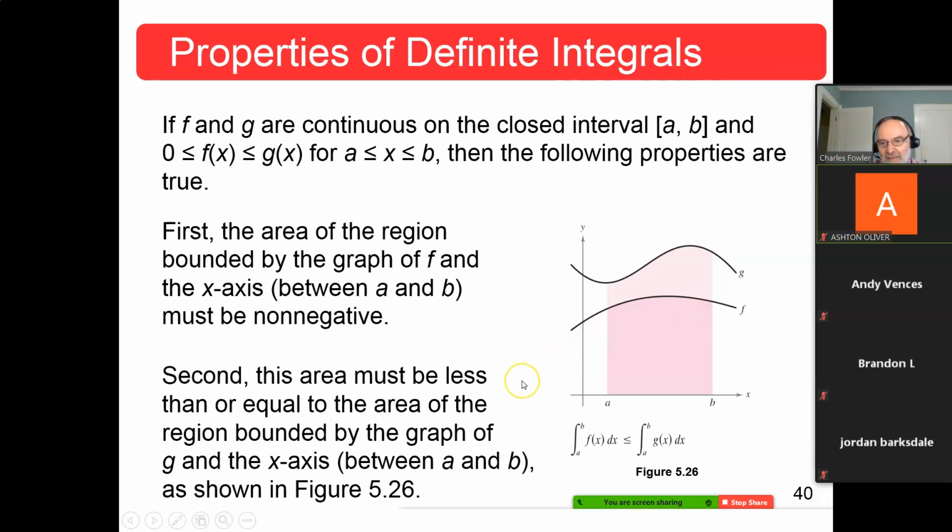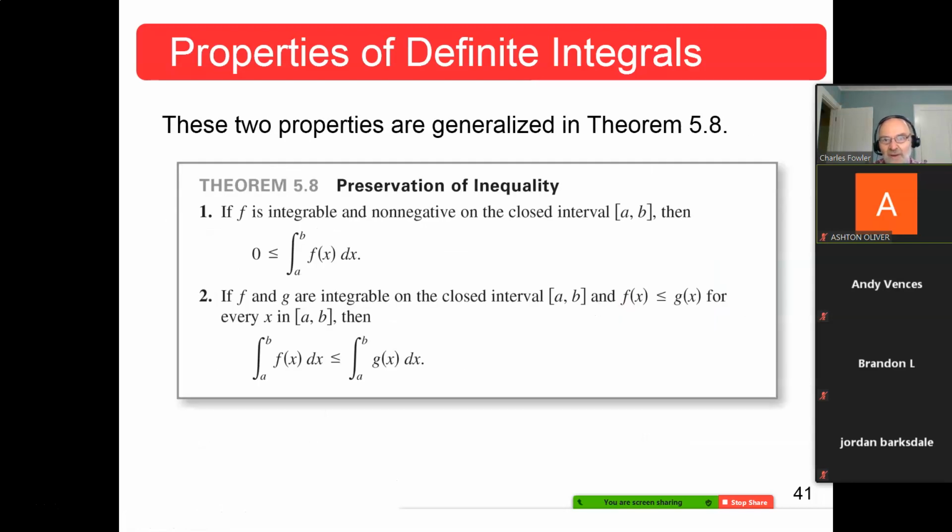Now, with those two things in mind, those two properties are generalized here. Preservation of inequality. If f is an integrable function and non-negative on the closed interval a to b, then the area under that f has to be greater than or equal to 0. If f is always non-negative, it could be 0, but it can't be negative. Then the integral under f is always greater than or equal to 0.